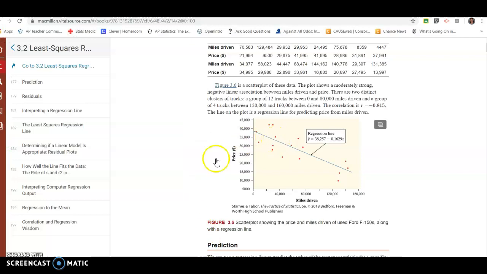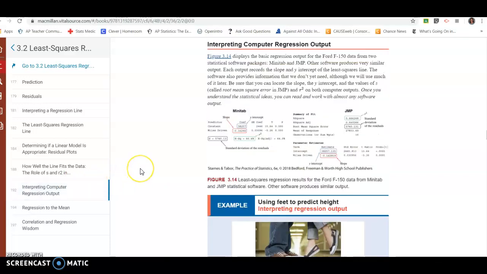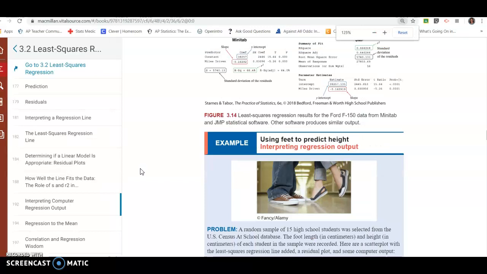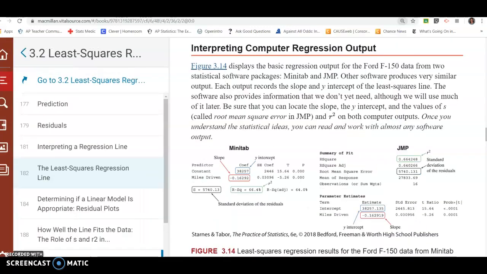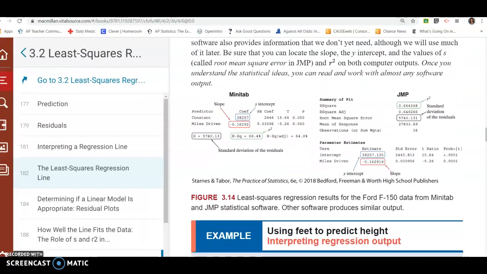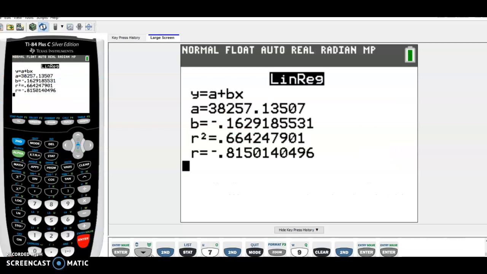So if we go back to the pages in the book, and this is quite a bit farther down, interpreting my computer output. Here I have, if I can zoom in a little bit, my Minitab and JMP output. So just looking on the left-hand side of the screen, that same y-intercept, that same slope that was there. And then my R squared of 66.4.